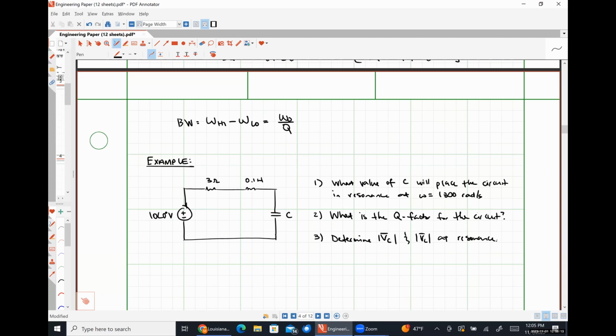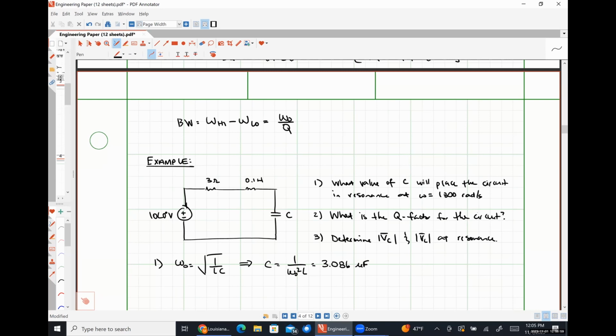All right, so to answer part one, that's fairly straightforward, right? We know that omega naught is equal to the square root of 1 over LC. So with a little bit of algebra, we can find that C is equal to 1 over omega naught squared times L. Putting numbers into this, we wind up getting 3.086 microfarads. Easy peasy there. So if we were trying to design a resonant circuit, these are the kind of relationships that we would use.